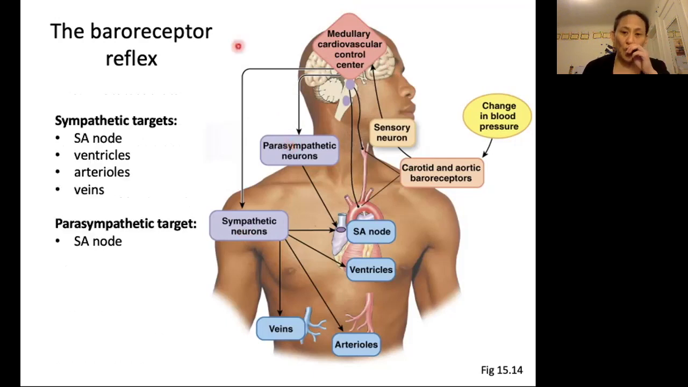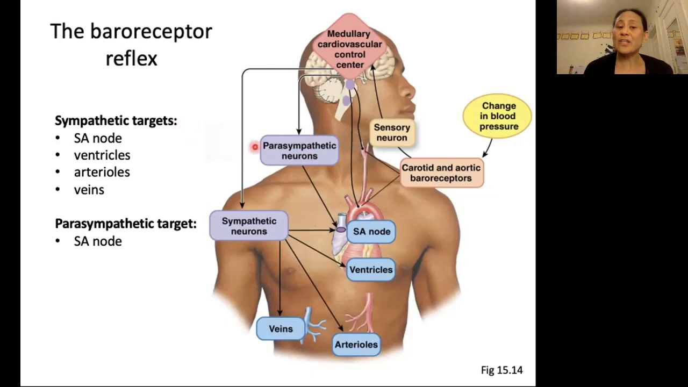Again, depending on what the blood pressure is, what the current situation is, the cardiovascular control center is going to basically change its balance between parasympathetic and sympathetic activation. And in so doing, it's going to change blood pressure.